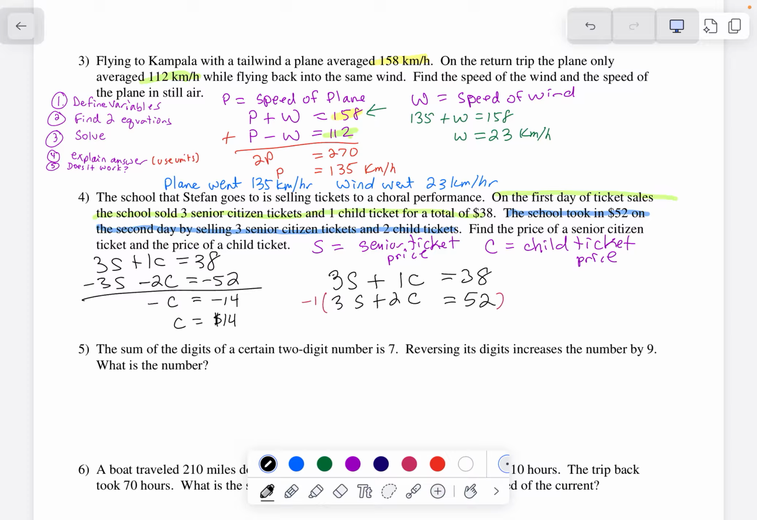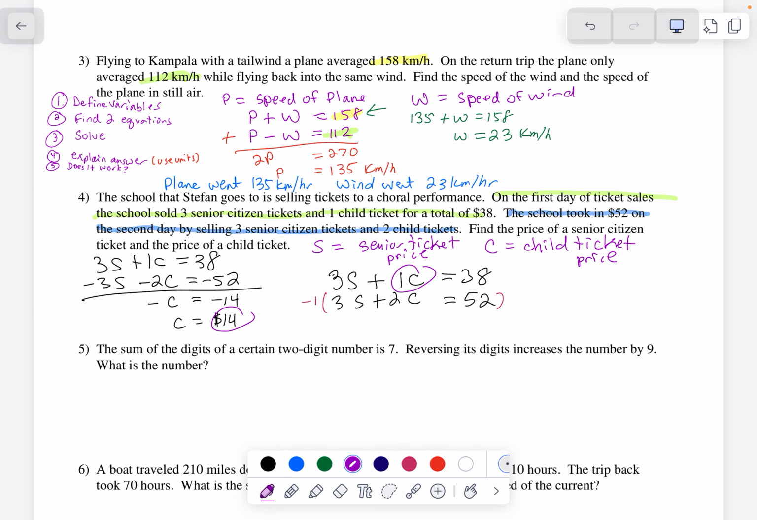Okay. Now, once we know what the child ticket is, remember we're not done because we haven't answered the question fully. We have to find the senior ticket and the child ticket price. So let's take this 14, and I'm going to put it in this top one.